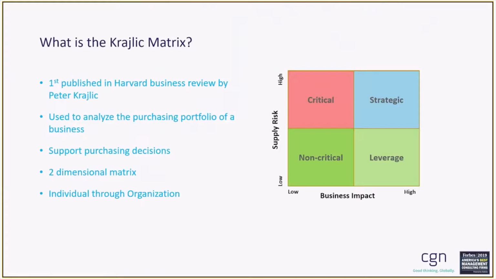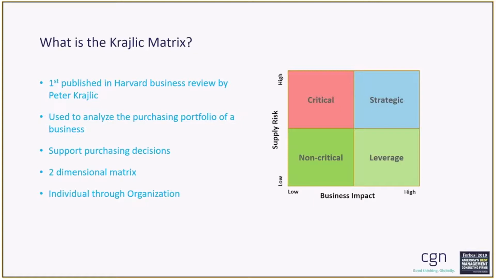The Matrix was first shared when published in a Harvard Business Review in 1983 by Peter Krajlic. Peter Krajlic was an industry expert on supplier purchasing relationships in the industrial manufacturing, automotive, and pharmaceutical sectors. The Krajlic Matrix is used to analyze the purchasing portfolio of a business and support purchasing decisions.